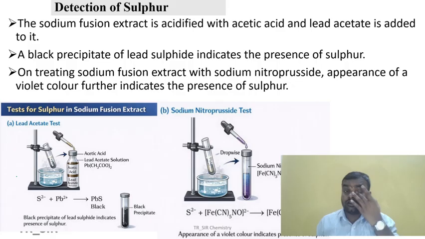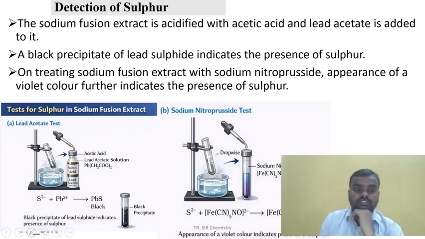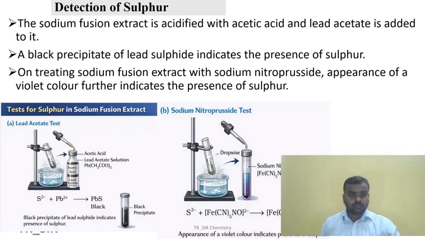Now we'll see the detection of sulfur. We'll understand the step by step process very clearly. In this case, the sodium fusion extract is acidified with acetic acid, and lead acetate is added and heated. A black precipitate of lead sulfide indicates the presence of sulfur.